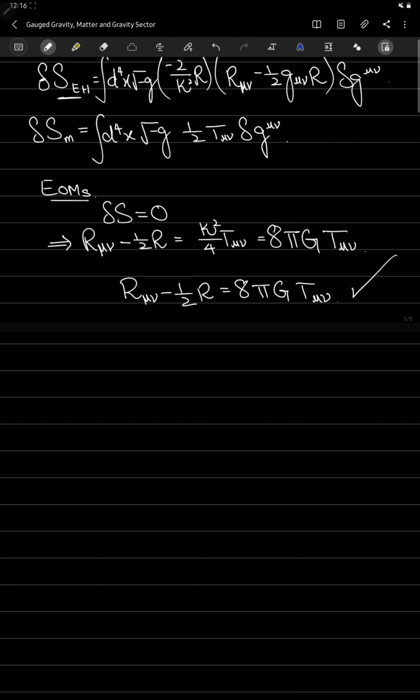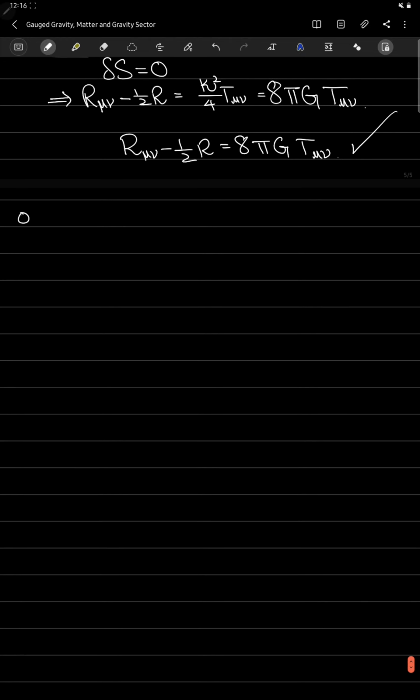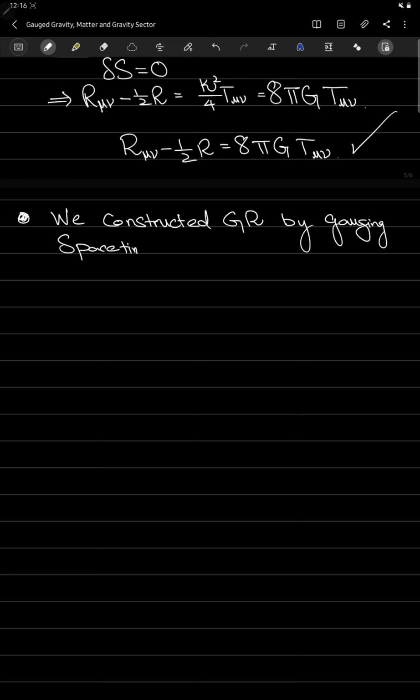So, yay. But we still have a long way to go. I'll end this lecture with a summary of what we have found out so far. First of all, we constructed general relativity by gauging space-time translations. That was our first step.